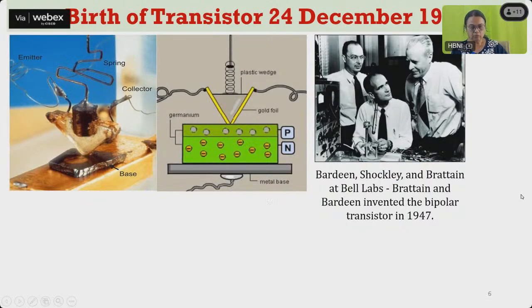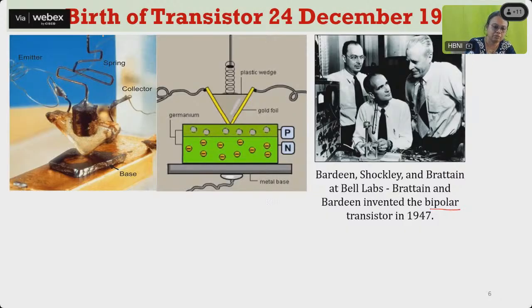But before I go into why this behavior is observed for semiconductors, let's look at the journey of semiconductors. Today, everything is dominated by semiconductors. From your mobile to the computer on which you are watching my lecture, the heart of everything is semiconductor technology. But it started not very long back. It started on 24th December 1947, when Bardeen and Shockley invented the first bipolar transistor in the Bell Labs.